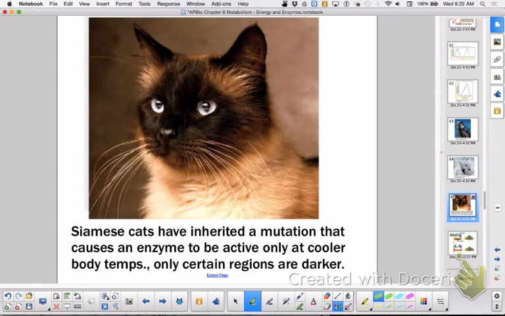Okay, Siamese cats. They've inherited a mutation that causes an enzyme to be active only at cooler body temperatures, so only certain regions of their body are darker and some regions of them are lighter, based on body temperature and what enzyme is functional.